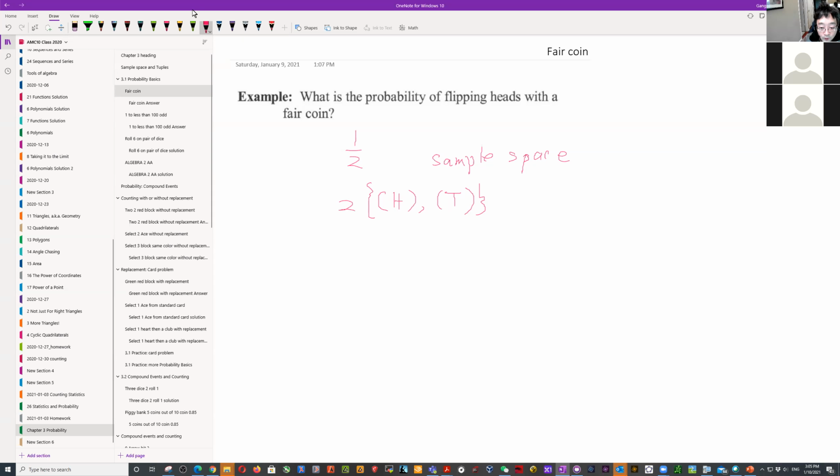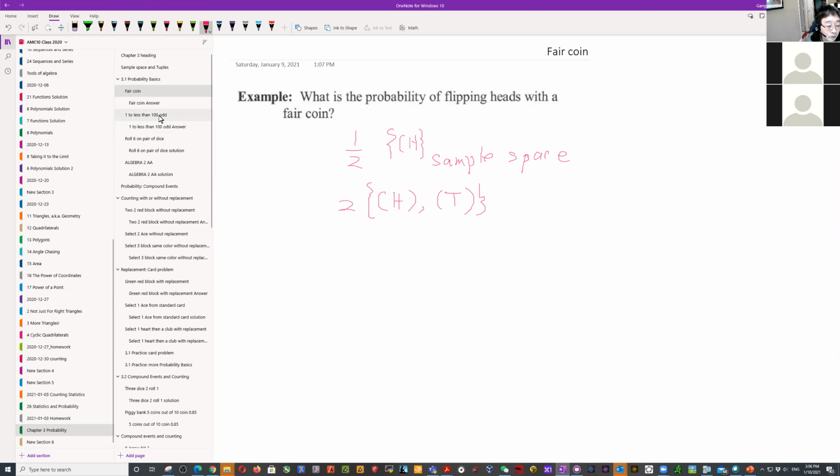And the favorable outcome is a single-member set. It's a monuple made up of head only. So that's why the probability of flipping head with a fair coin is 1/2.